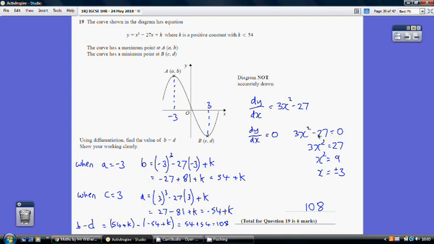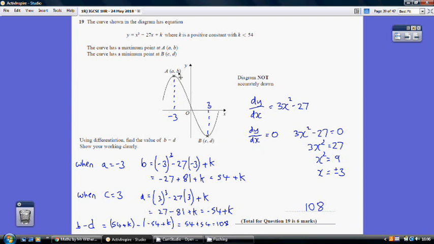So rearranging this, add 27 to both sides, divide by 3 and square root, we can see that the value of x is either plus or minus 3. So my x coordinate is going to be plus 3 over here and minus 3 over here. So I know the x coordinates: little a is minus 3 and little c is plus 3.